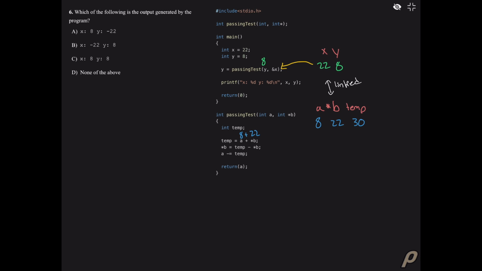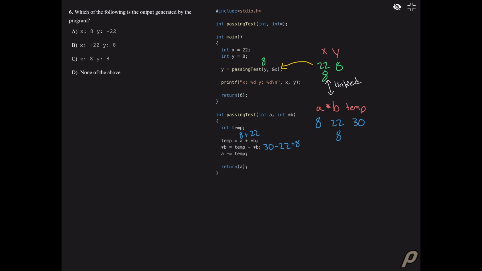So then we see star b equals temp minus star b. So we know temp is 30, and we know star b is going to be 22. And we know 30 minus 22 is 8. And so star b now becomes 8. And remember, since we updated star b, this is the same as x, because this is referring to the address of x. So that means we also have to update x to be 8. So now x becomes 8.